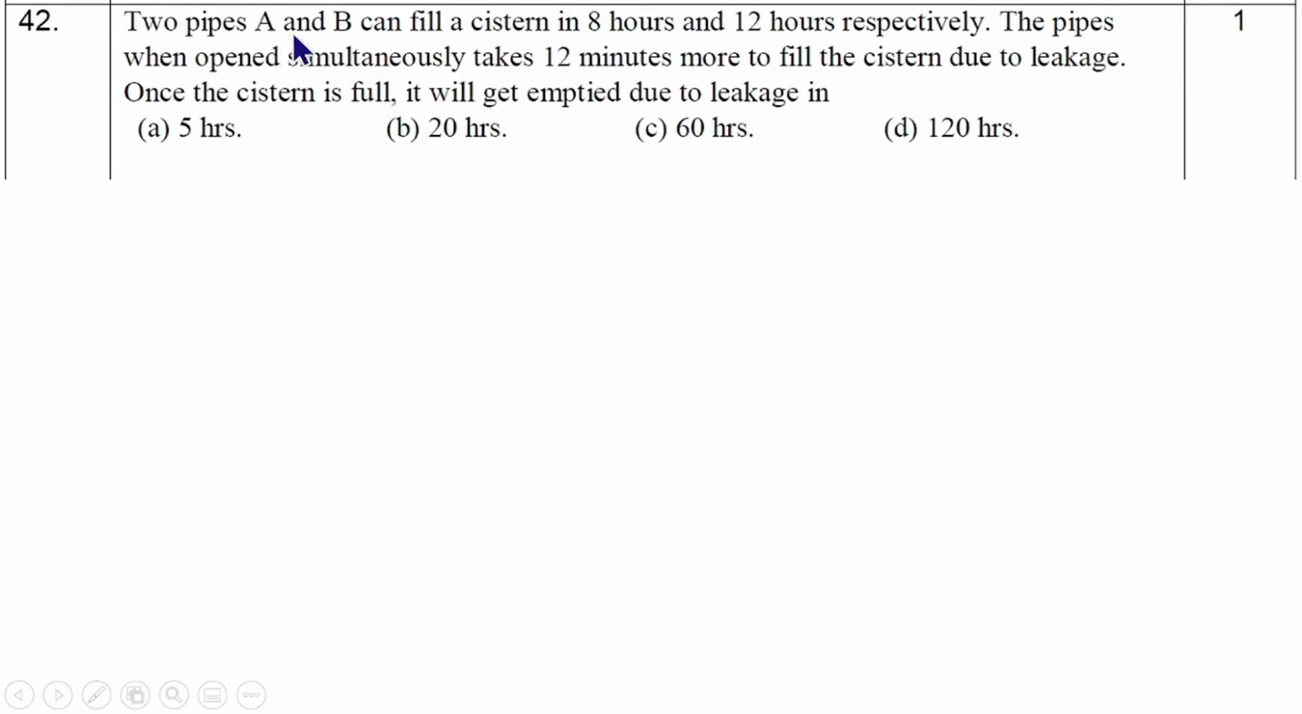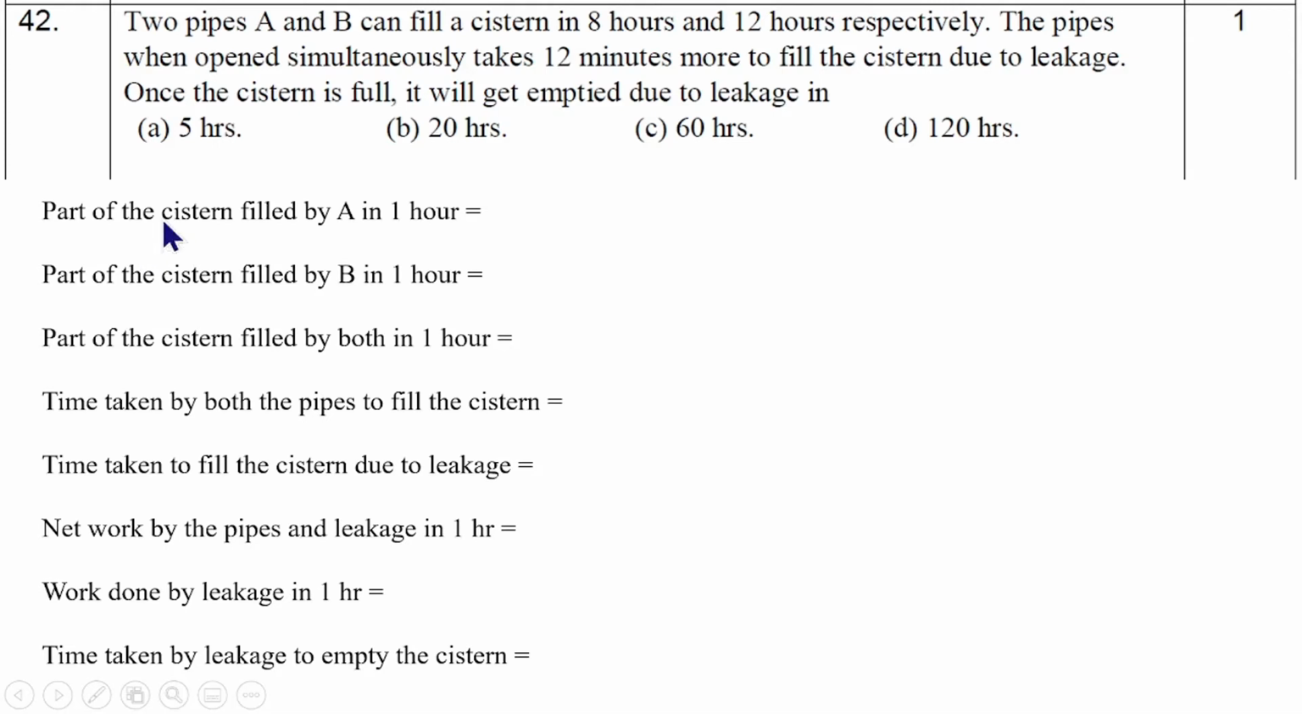So it is given two pipes A and B. A can fill the cistern in 8 hours and B can fill the cistern in 12 hours. When the two pipes are opened simultaneously, it takes 12 minutes extra to fill the cistern because of some leakage. Now we need to find the time required for the leakage to empty the entire cistern.